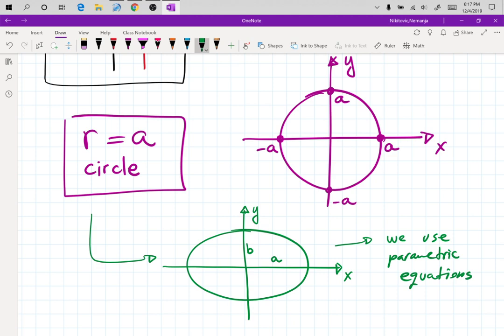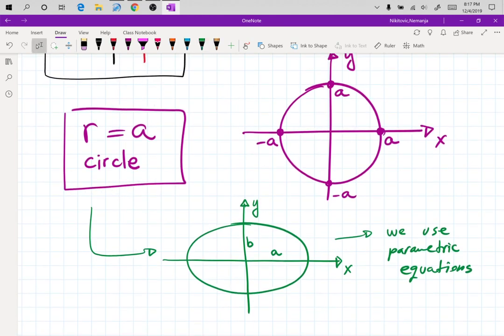And the last class we learned that x equals a cosine theta and y equals b sine theta. So we don't use polar coordinates to deal with the ellipse. Can we? Yes, but why? Parametric equations are going to deal with it like this, so don't worry about it, right?